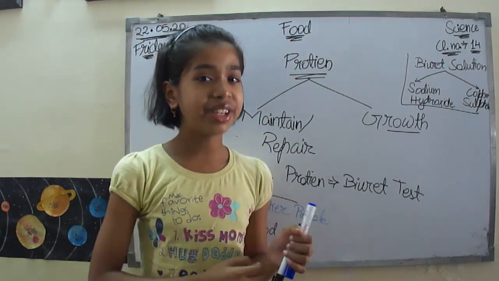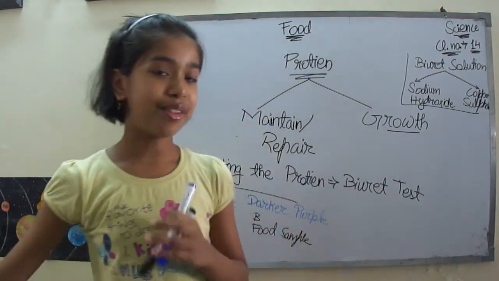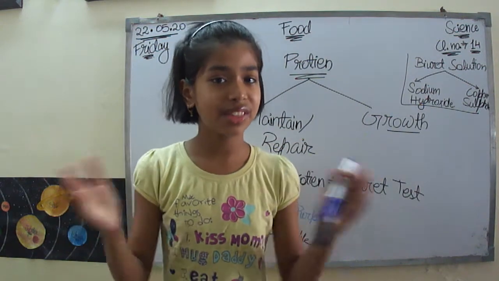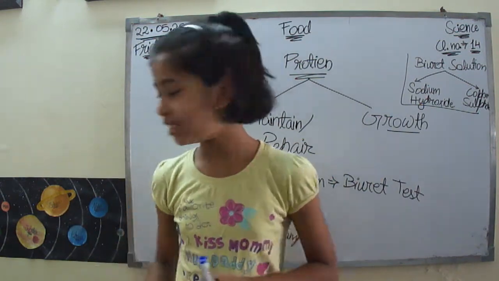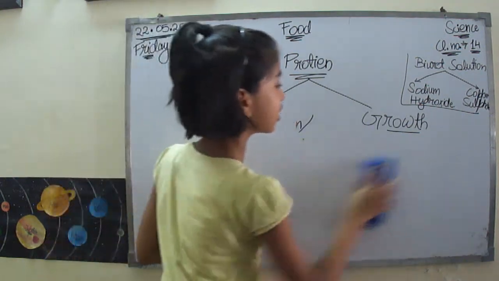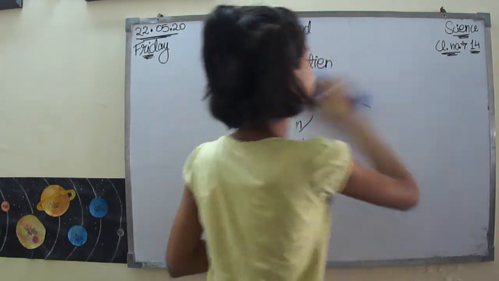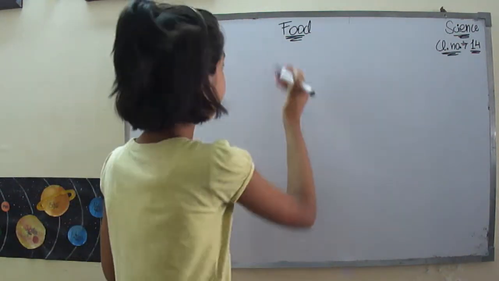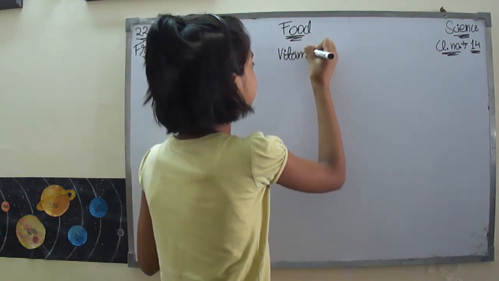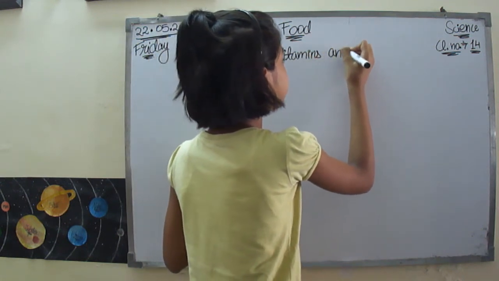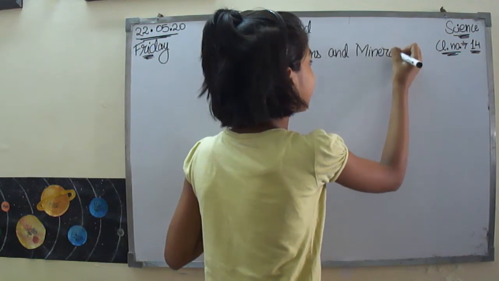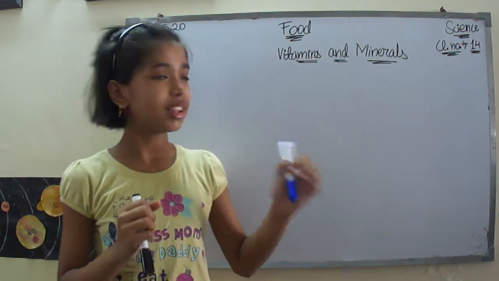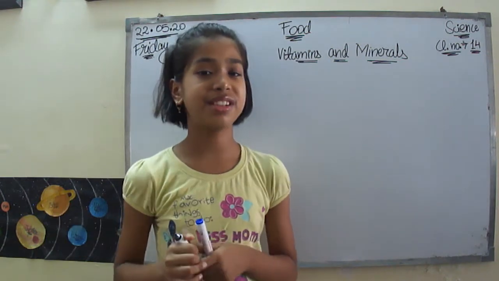Now let's move on to the vitamins and the minerals, or we can say the minor nutrients, not the major ones. Let's move on to vitamins and minerals. So let's see the sources of these vitamins and minerals.